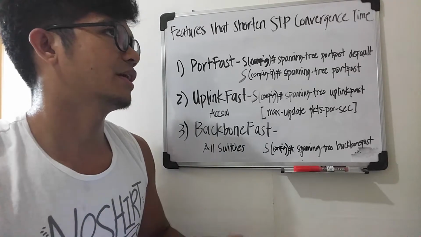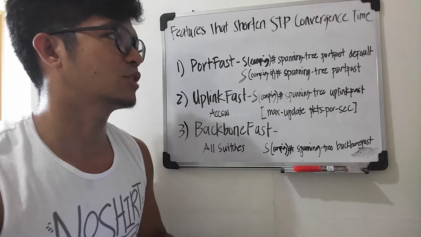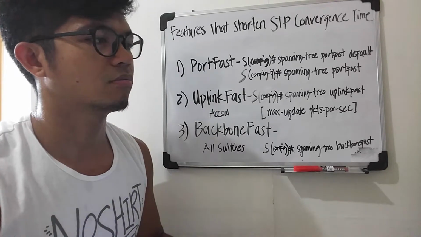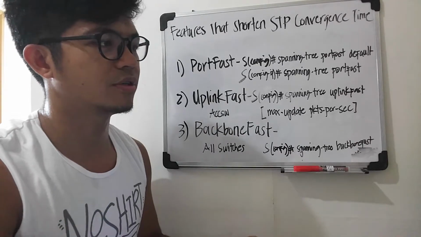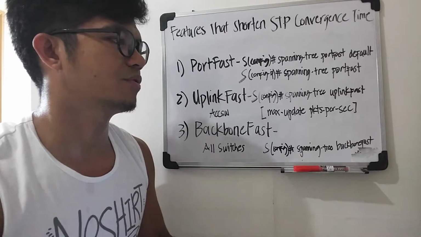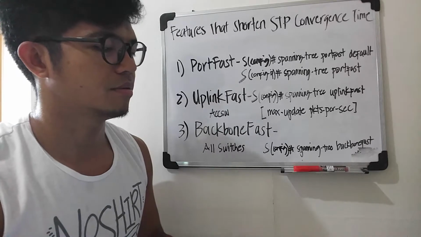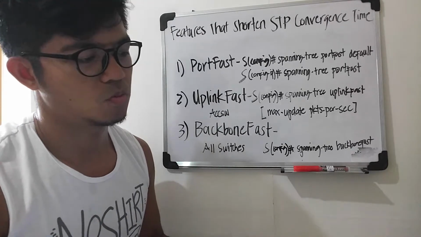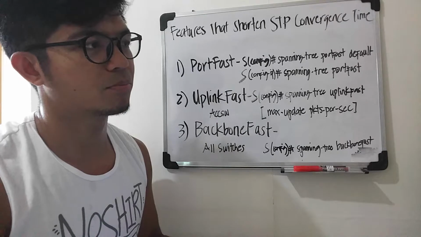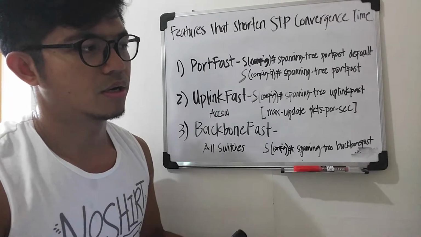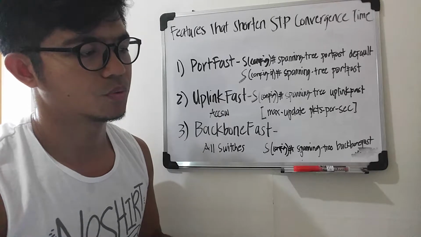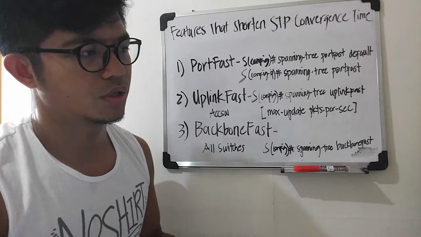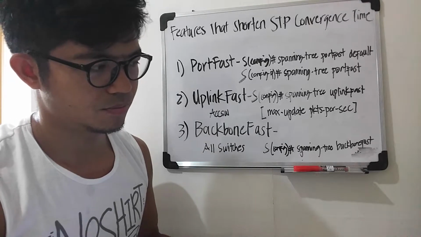So basically, when a switch has two ports connected to the distribution switches, and the root port fails or shuts down for some reason, the blocking port will immediately go into the forwarding state.